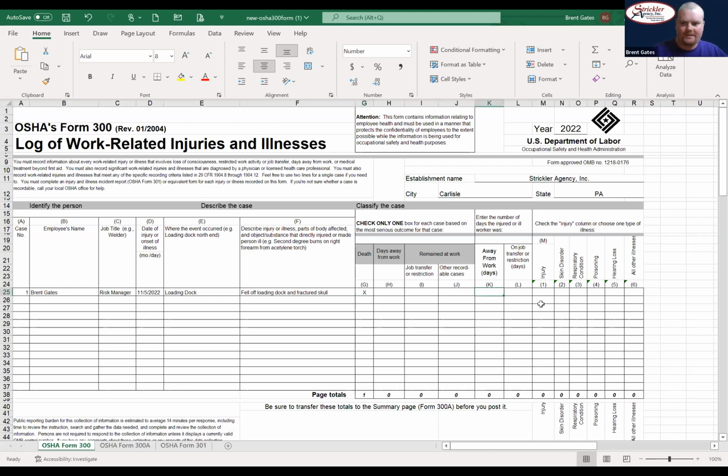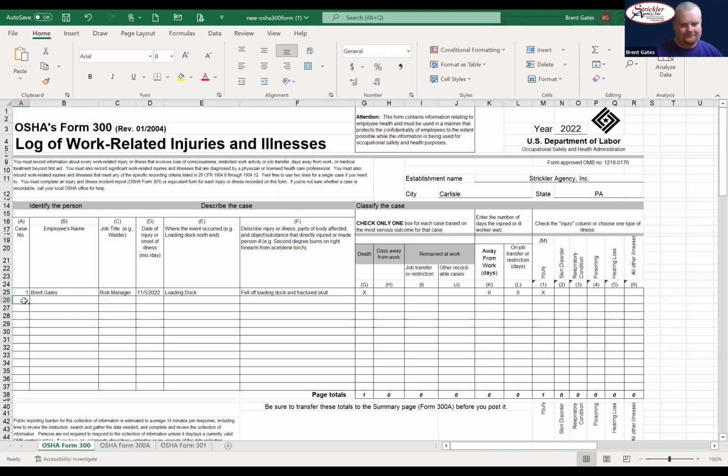Days away from work, 0. I passed away as a result of the skull fracture, 0. And then you have to check here if it was an injury, skin disorder, respiratory condition, poisoning, hearing loss, or all other illnesses. Most of these are going to fall under the injury label. Okay. So we have our first recordable in here. We had a fatality, and this is how you would record that on your OSHA 300 log. Okay.